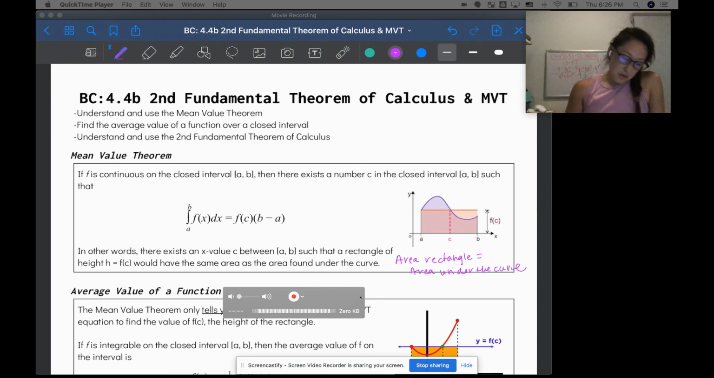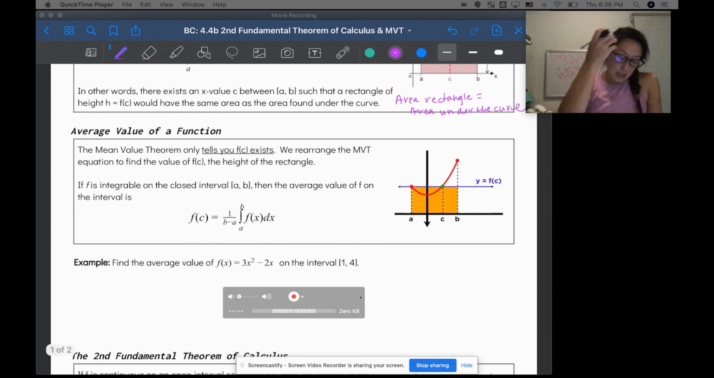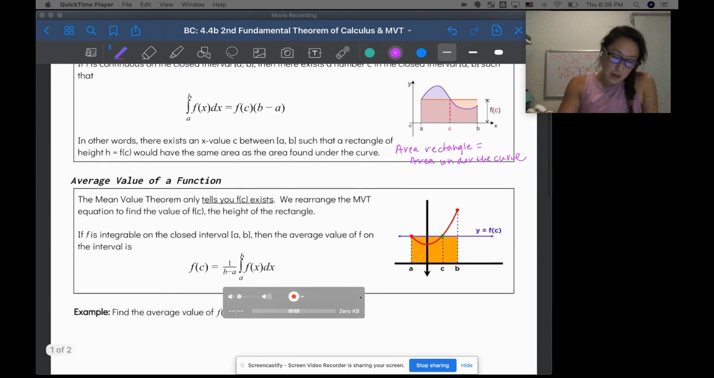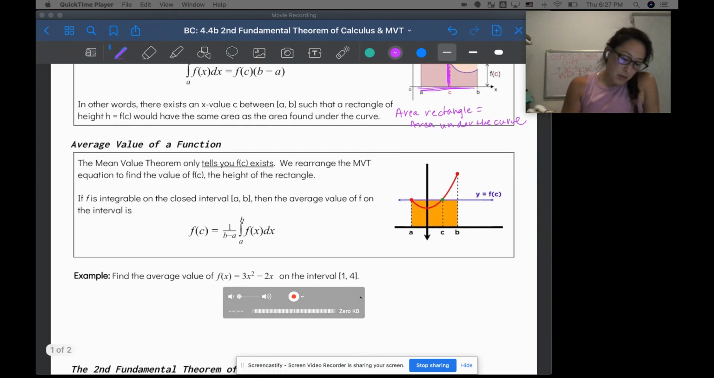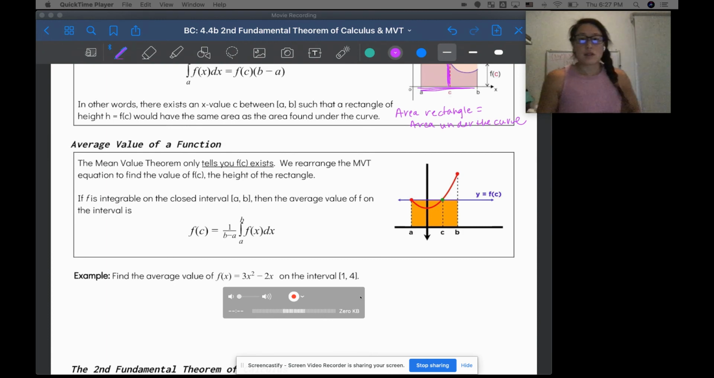Okay, so we can rearrange this. Basically, the mean value theorem just says that there is some height that exists between the two values. So this height exists within our interval. That's it. So what we're going to do is use our mean value theorem to figure out our average value between a and b. Okay, so it's the average height of the rectangle, basically. No, it is the height of the rectangle.